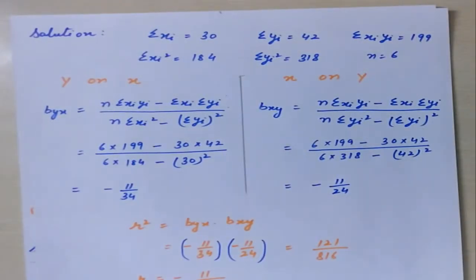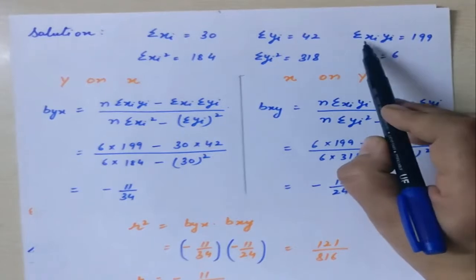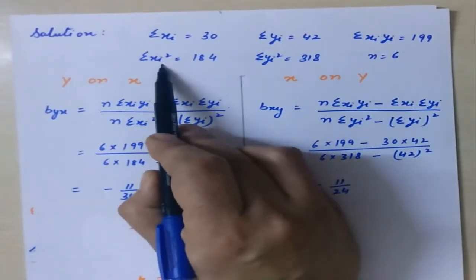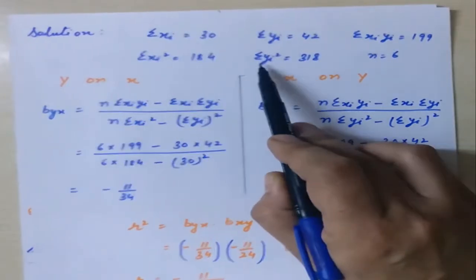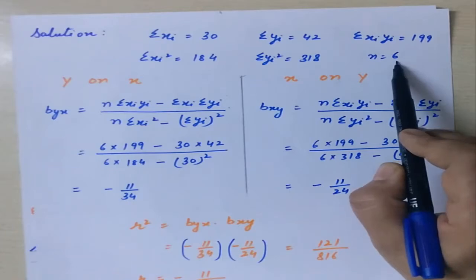Then we have to find the value of y if x is equal to 10. Now we will start with the solution. Sigma xi is equal to 30, sigma yi is equal to 42, sigma xi yi is equal to 199, sigma xi square is equal to 184, sigma yi square is equal to 318 and n is equal to 6.